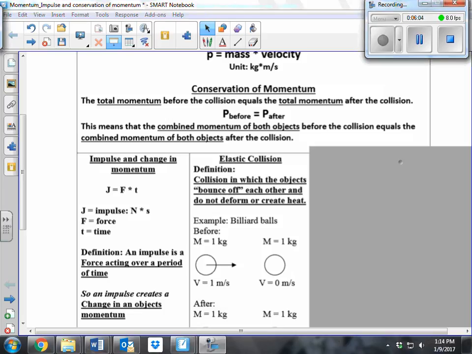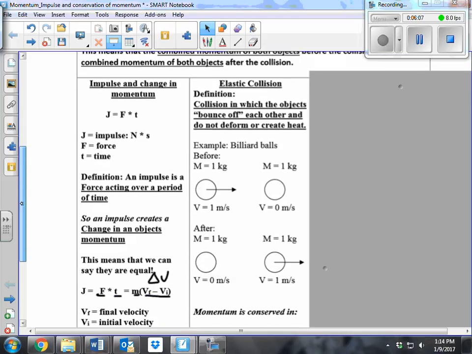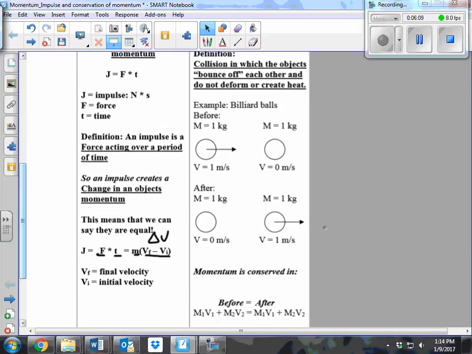So let's look at this example, and yes, you're going to be drawing this example into your notes. I just pre-wrote this out so it is easier and quicker to get through. Example: billiard balls before. We have a 1 kilogram billiard ball moving at 1 meter per second, and it's about to collide with a billiard ball that's not moving at all. Just like we did in class, M1V1 would be 1 kilogram times 1 meter per second, so 1 times 1. And then it's added to the momentum of the second ball, which is 1 times 0, which is 0. So beforehand, I have a momentum of 1 kilogram meter per second.